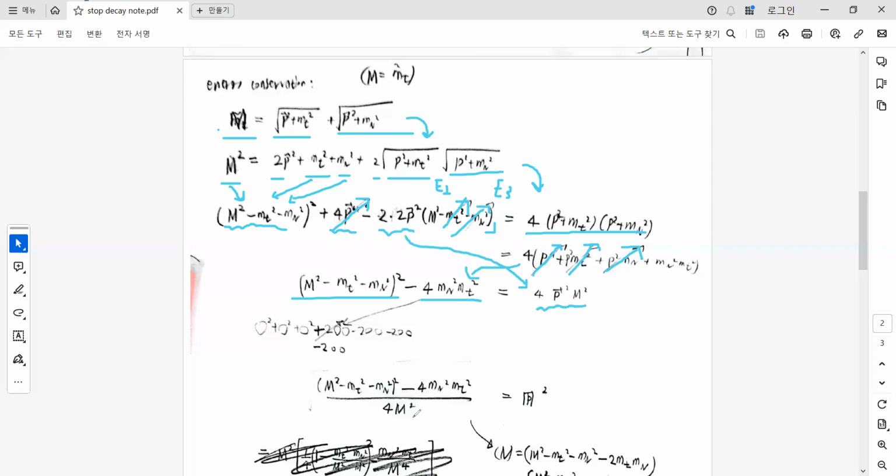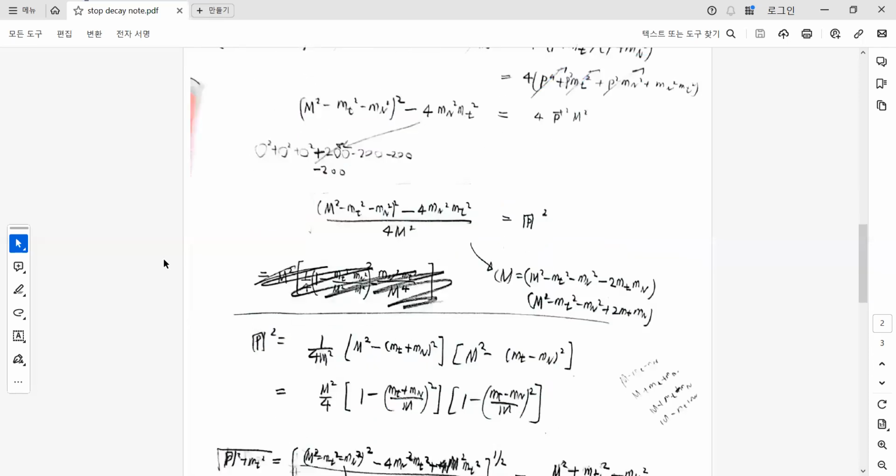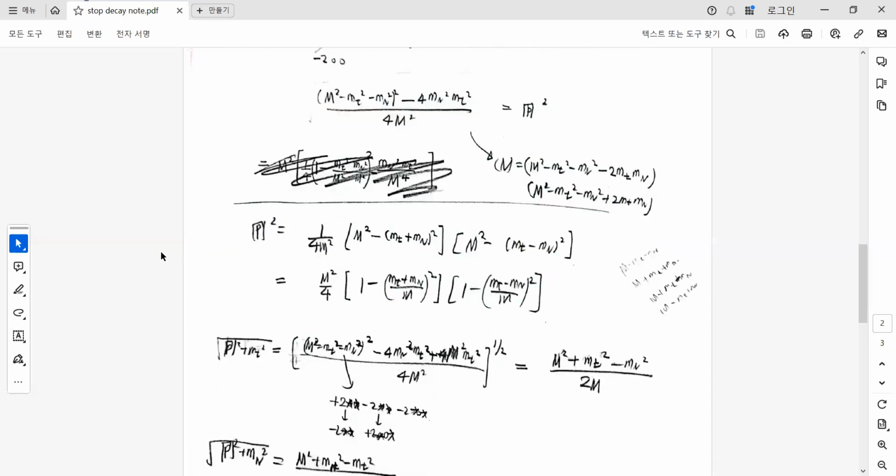By this, we can find the solution for the daughter three-momentum. And by using some factorization for the numerator here, this is a squared minus b squared form, so it can be written like that. So we can rewrite it by factorizing instead of M squared, so that the remaining term becomes the mass lambda function here.